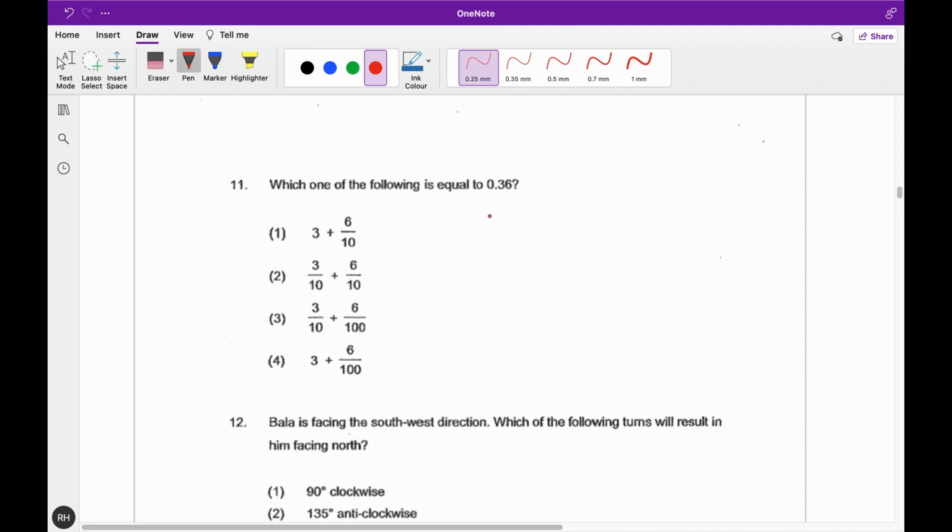Question 11. Which one of the following is equal to 0.36? Okay, so this is the 10th placing and this is the 100th placing. 10th placing means it is out of 10, 100th placing means it is out of 100. So this is 3 out of 10 and this is 6 out of 100. So the answer will be option 3.